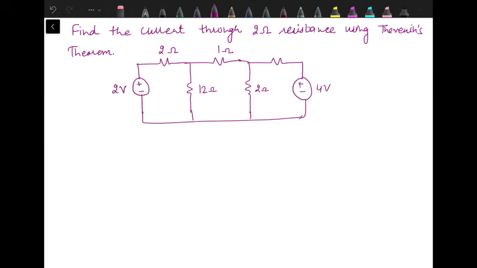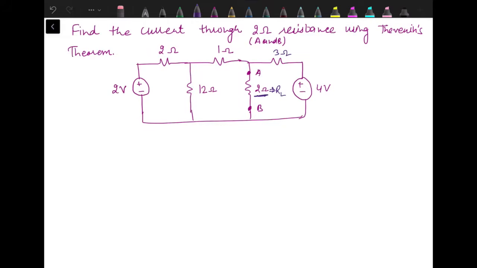Now through resistance R2 between terminals A and B. This is A and this one is B. So it means we need to find the current through this resistance using Thevenin's theorem. It means this 2 ohm resistance is actually the load resistance. This one is the load resistance.